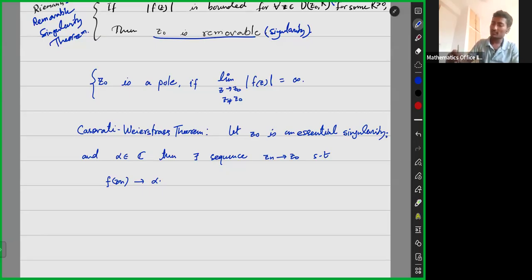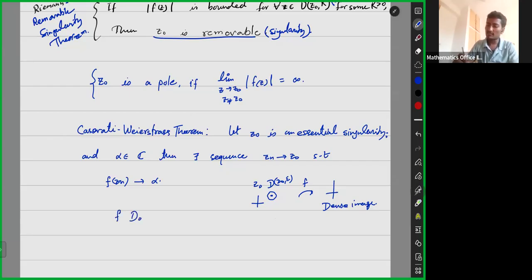What I was saying is this: if even in a small neighborhood of z naught, where z naught is some point, the image is dense. So the image of this ball D(z naught, epsilon) is dense. What does this dense image mean? This means I can write that the closure of f of D(z naught, epsilon), for any epsilon, is equal to C. So this is the theorem.